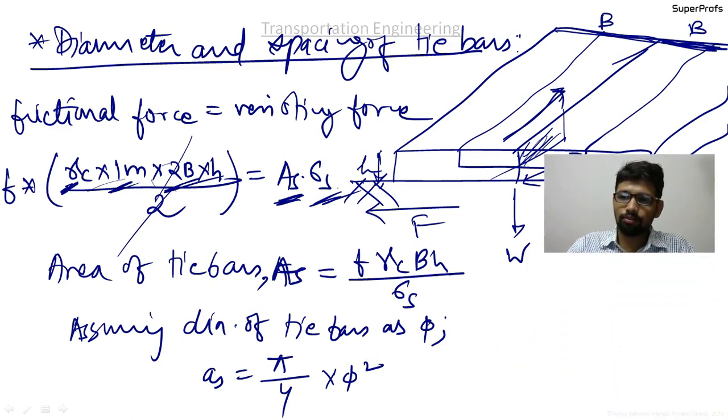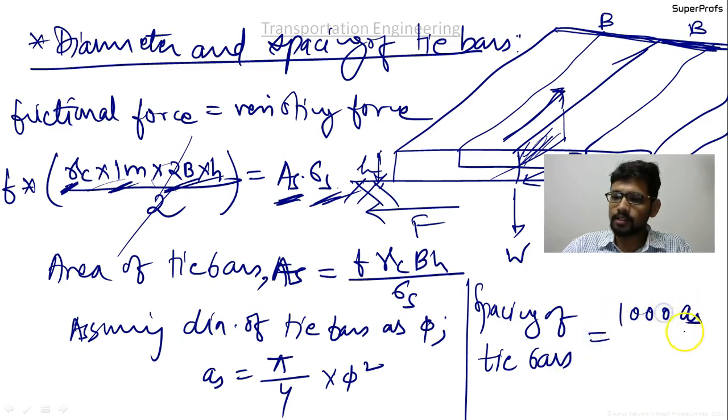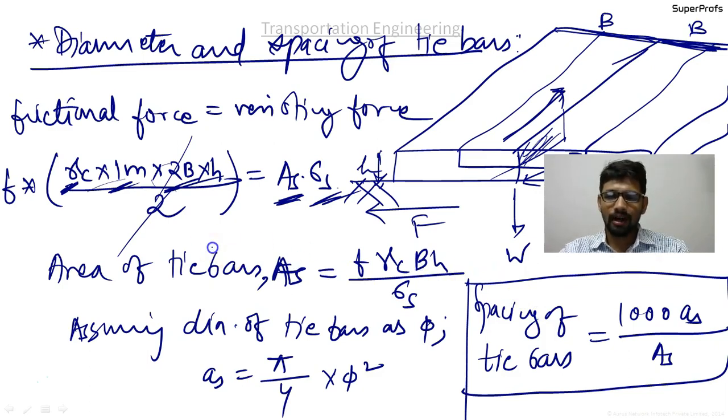Therefore, the spacing of tie bars will be equal to 100 into A suffix S upon capital AS. Okay guys, it is very important. So if you have the basics of RCC design properly, this is not that difficult to deal with. It is very simple and that comes from common sense.